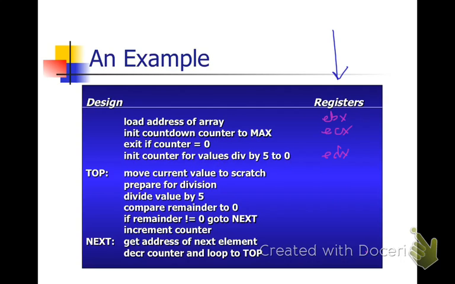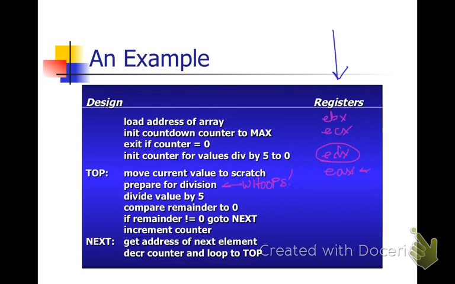because what I'm going to be doing is getting a value and then moving it to a scratch register. Well, EAX is my scratch register. The problem is right here. Whoops. What happens when we try to prepare for division? That's going to take whatever's in EAX and sign extend it into EAX EDX, but I'm already using EDX for my counter for the number of values divisible by 5. So what do? I can't use EDX here.